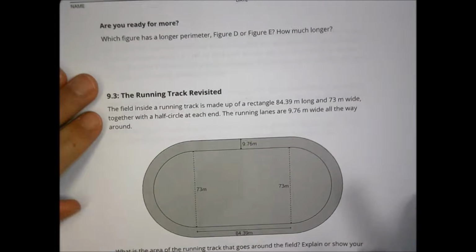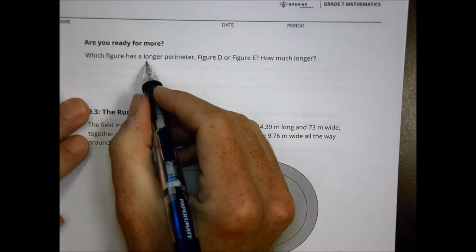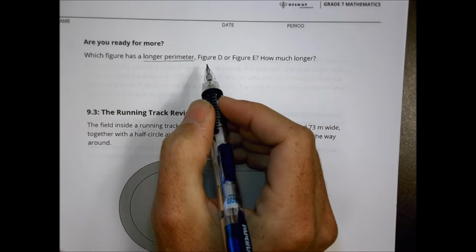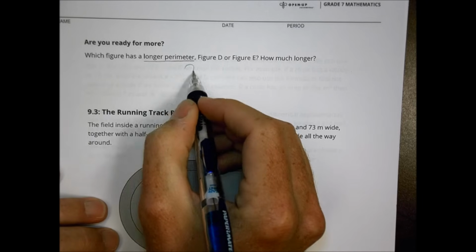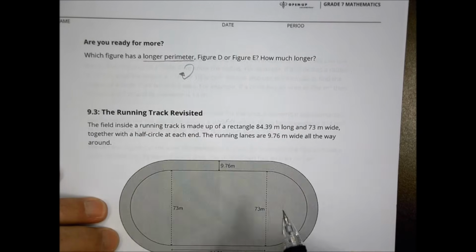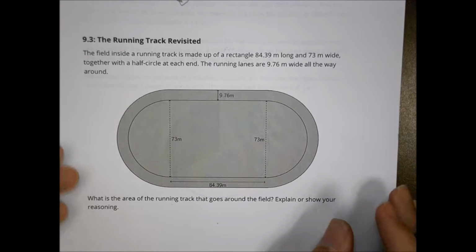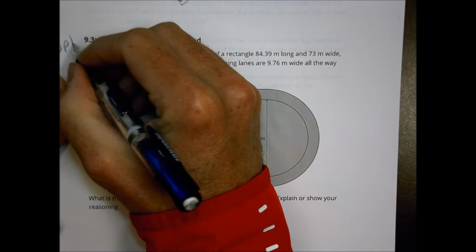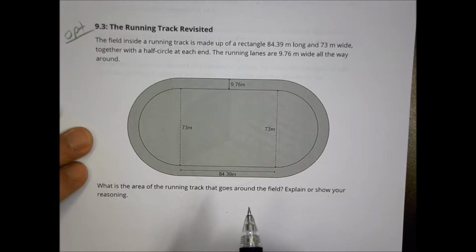Okay. In terms of the are you ready for more, I'm not going to go through this there. Could you figure out which one has a longer perimeter? You certainly could. You can go back and use the same picture to figure out the length around those shapes and compare the perimeter differences there. Let's take a look at the running track again. We've done this before. This was an optional activity, so you might have done this in class or maybe not. But it's a good little question to consider.